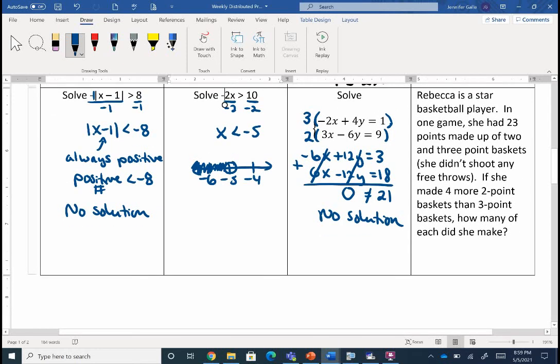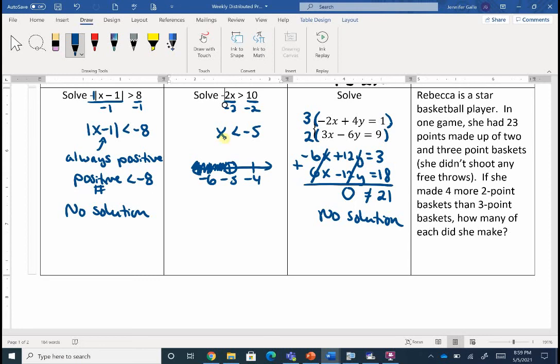Last question for this front side. Rebecca is a star basketball player. In one game, she had 23 points made up of 2- and 3-point baskets. She didn't shoot any free throws. If she made 4 more 2-point baskets than 3-point baskets, how many of each did she make? So in order to solve this, we're going to have to set up a system of equations. We're looking for how many of each type of basket she made.